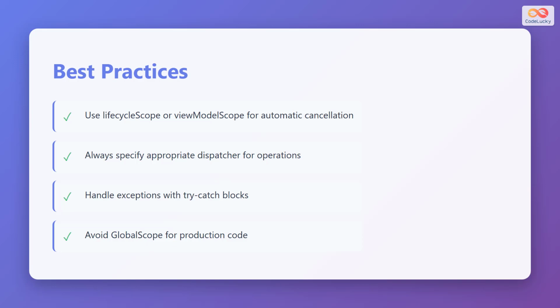Third, handle exceptions with try-catch blocks to prevent crashes and provide a good user experience. And finally, avoid GlobalScope for production code. GlobalScope creates coroutines that live as long as your application, which can lead to memory leaks and unexpected behavior. Following these practices will help you write robust, efficient coroutine code in your Android apps.